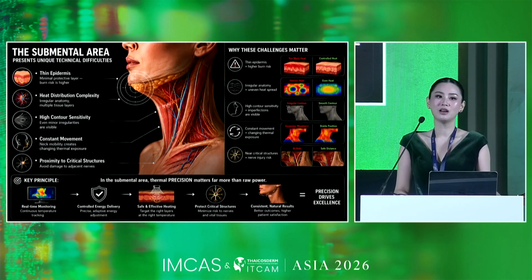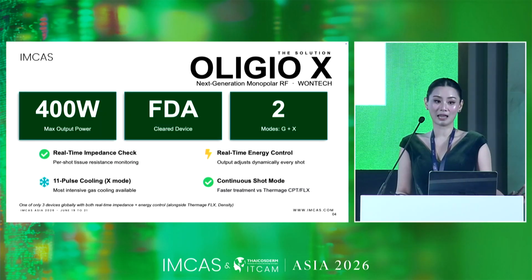Actually, the submental area is a little bit challenging to treat because the skin is thin, the anatomy is complex, there is high contour sensitivity, and it is highly visible with constant movement. So precise energy delivery is very, very essential. And that brings us to Oligio X.